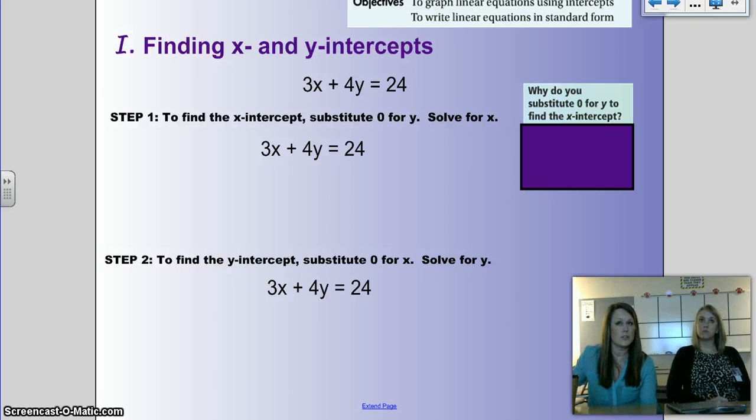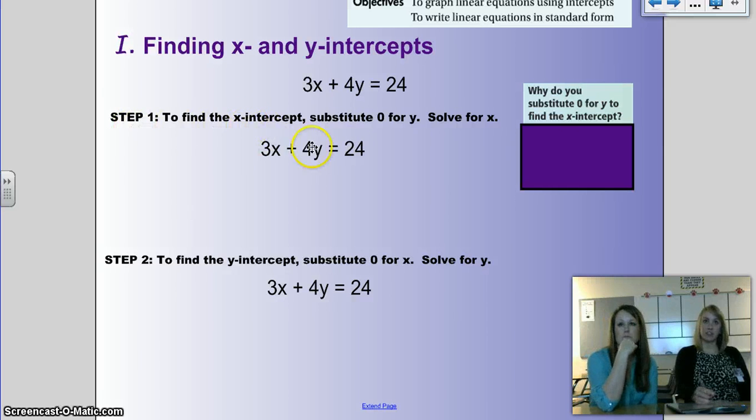So to find the x-intercept, substitute 0 for y and solve for x. It has to be in standard form to begin, and right now it's already in standard form. Here's my ax plus by equals c. Step 1, to find the x-intercept, substitute 0 for y. So you do just that.